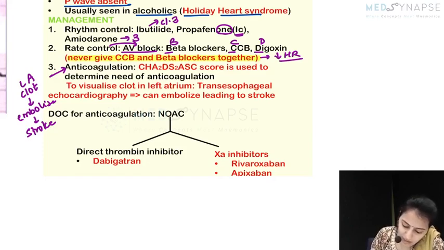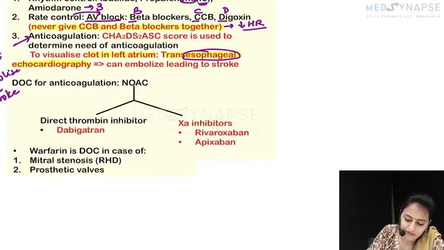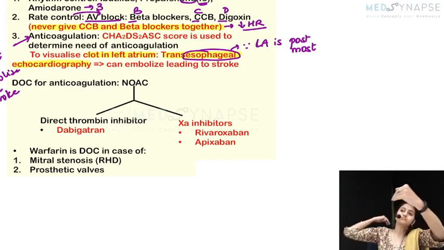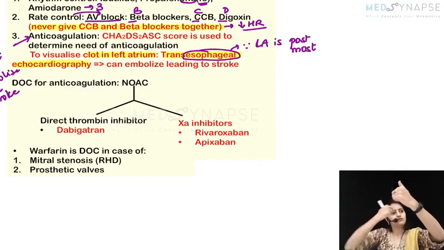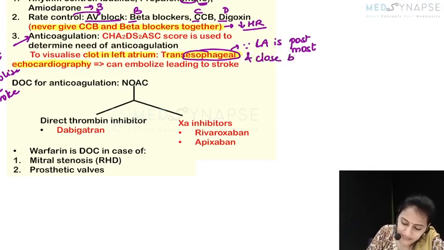So to visualize this clot in the left atrium, what investigation will you do? Transesophageal, not transthoracic. Better is transesophageal. Why? Since the left atrium is the posterior most chamber of the heart. If you see from the front, transthoracic, it is behind. It is posterior. You go through the esophagus, the left atrium is close to the esophagus.